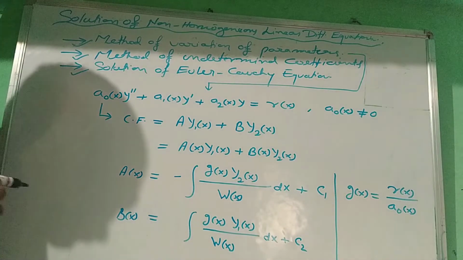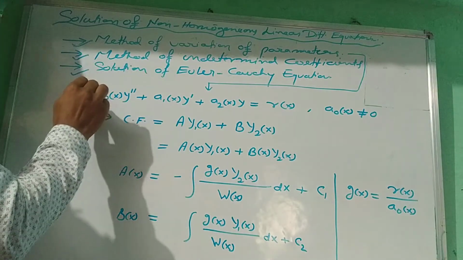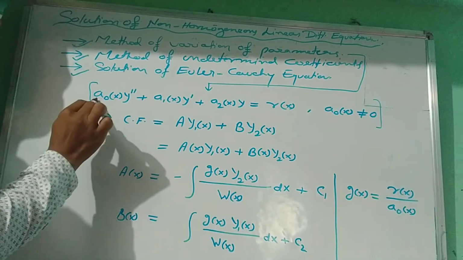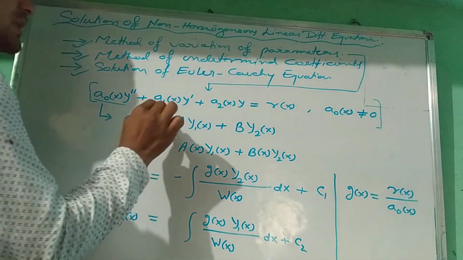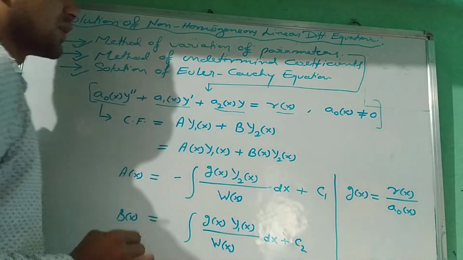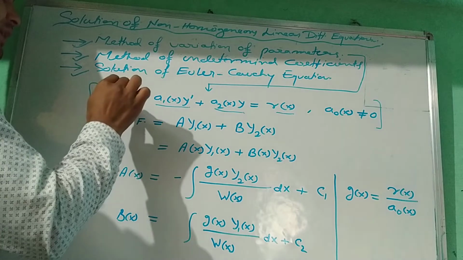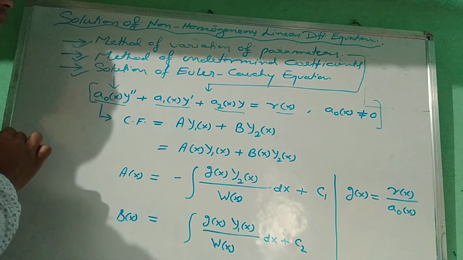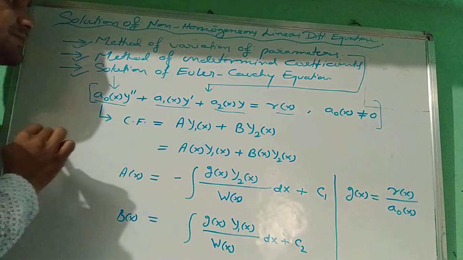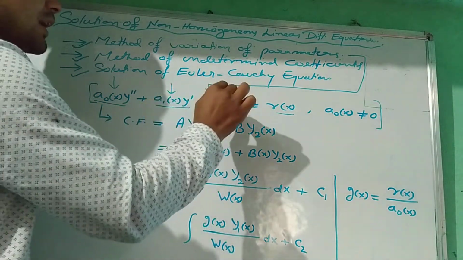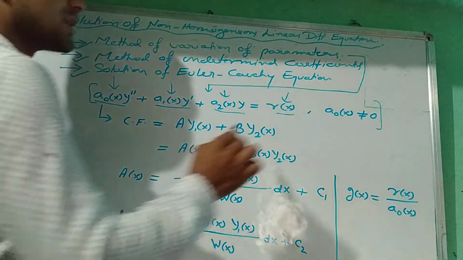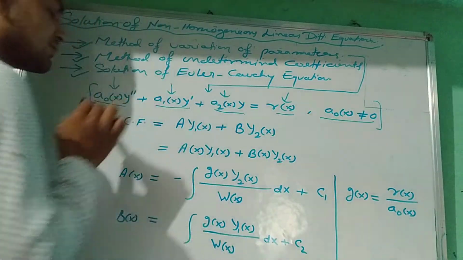Let us consider the second order non-homogeneous differential equation. This is the second order non-homogeneous differential equation: a0(x) y'' + a1(x) y' + a2(x) y = r(x), where a0(x) may be a constant or a variable or a function of x. Similarly, a1 and a2, and r(x) is a function of x, and always a0(x) is not equal to 0.